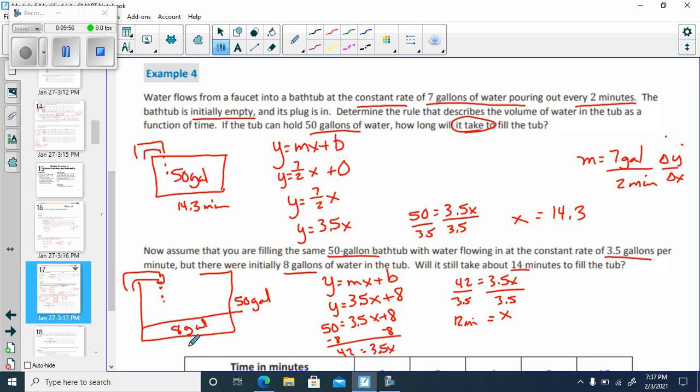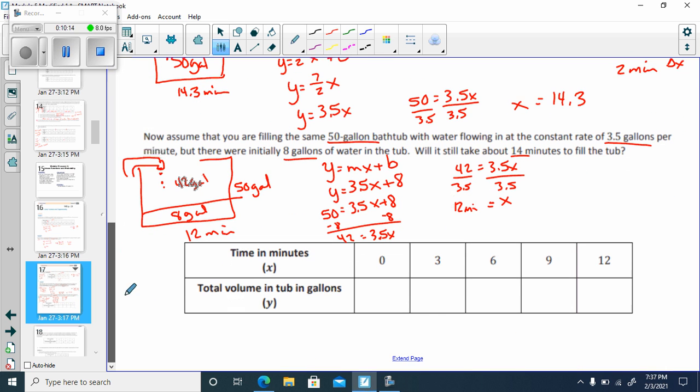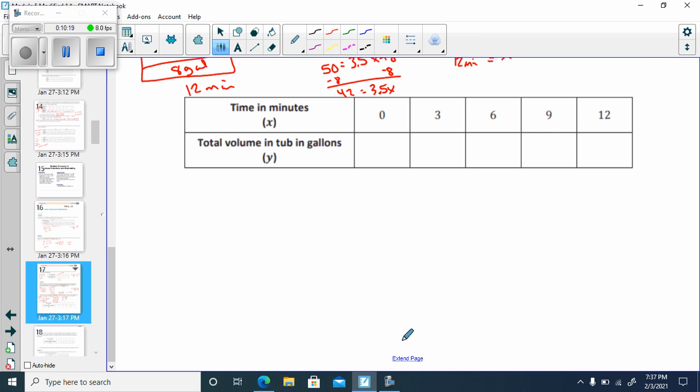That would make sense. 12 minutes to add the additional 42 gallons here, right? Here you're putting 50 gallons in. It took 14.3 minutes. Here you're just having to add 42 because there's already 8 in there. So it takes less than 14 minutes. It takes 12 minutes. Then they ask you to actually fill out this table here, okay?